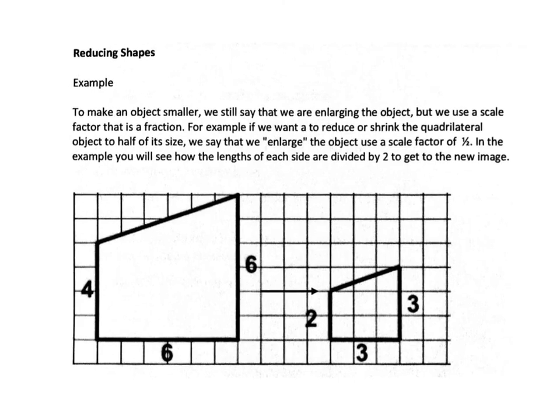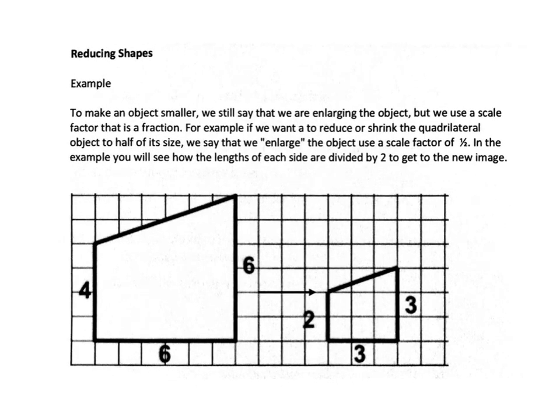Now, let's look at reducing. Reducing works exactly the same, except for when they give you the scale factor, they will talk about a scale factor of a half. So, guess what that means? A scale factor of a half means go and divide by 2 instead of timesing by 2.